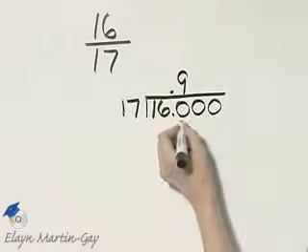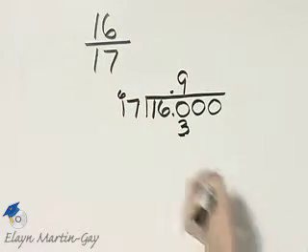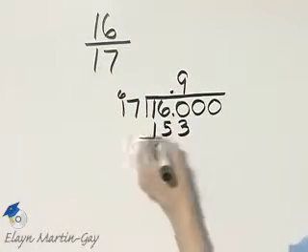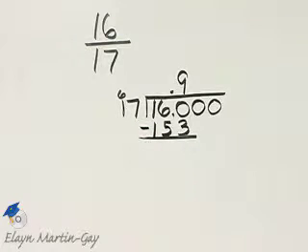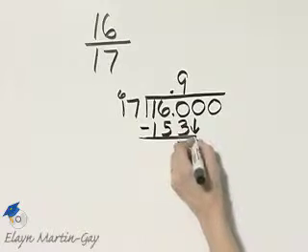9 times 7 is 63. Carry the 6. 9 times 1 is 9, plus 6 is 15. So I have 160 minus 153. I know that's 7. Bring down the 0.